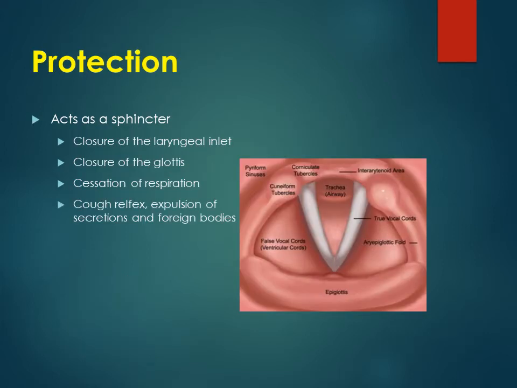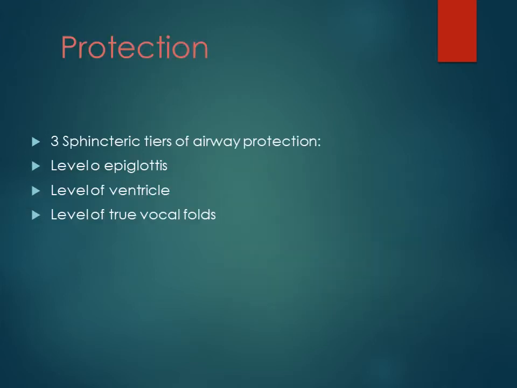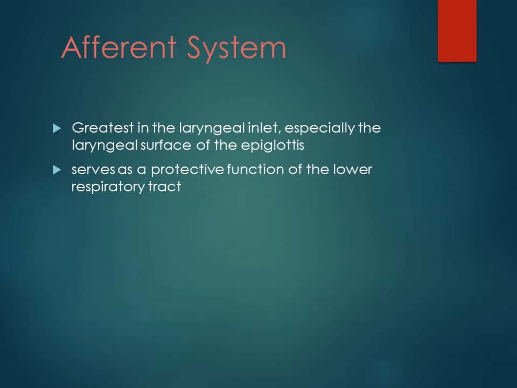Protection against aspiration: it acts as a sphincter by the closure of the laryngeal inlet, by closure of the glottis, and cessation of respiration, stopping respiration, and the cough reflex to expel any foreign bodies that enter the airway. For protection, there are three sphincteric levels for airway protection at the level of the epiglottis, the laryngeal ventricles, and the true vocal folds, initiating this cough reflex.